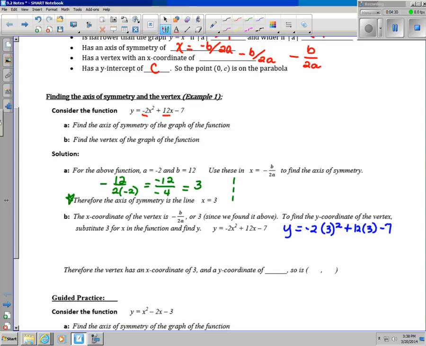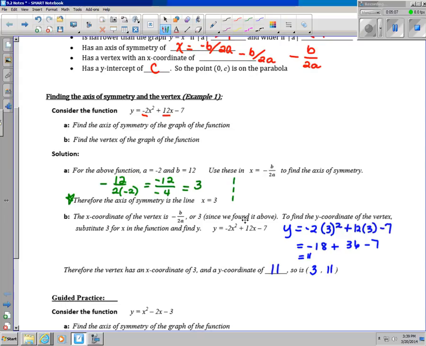So let's solve this, and we end up with negative 2 times 9. 3 squared is 9. 9 times negative 2 is negative 18. 12 times 3 is 36. And then minus 7. When you combine all those terms, negative 7 and negative 18 give negative 25, and 36 minus 25 is 11. So y equals 11. So the vertex has an x-coordinate of 3 and a y-coordinate of 11. So our vertex point is (3, 11).